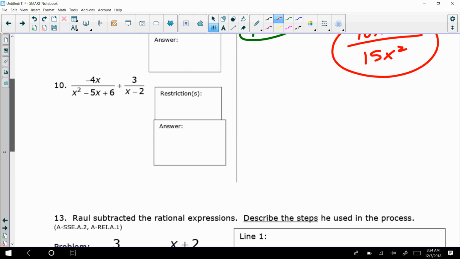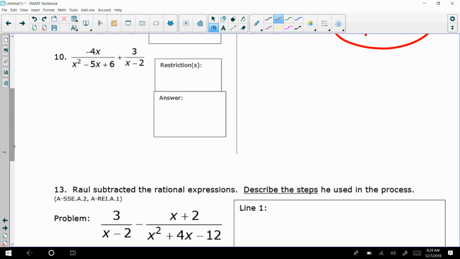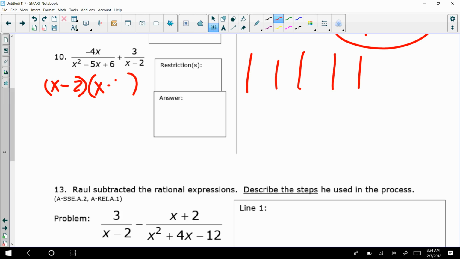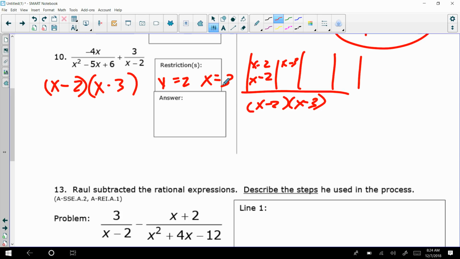Okay, we have to factor first so that we can do our column work. So we do our columns right here. I just make them a little wider because I know I'm going to have parentheses. So it's going to be minus 2 and minus 3. So I have x minus 2, x minus 3, and then x minus 2. So my LCD is going to be x minus 2 and x minus 3. So that means that my restrictions are x equals 2 and x equals 3. And then I do my multiplication. So the first fraction has everything. So I just multiply that by 1. And then my second fraction is missing the x minus 3.